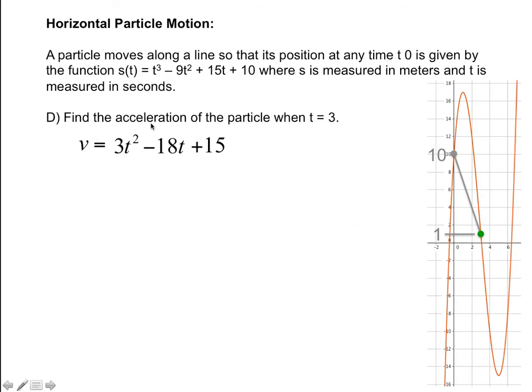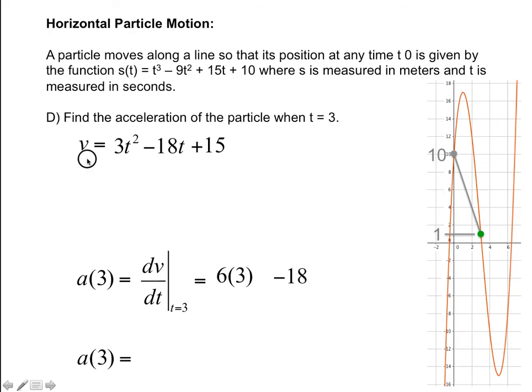Part D then is acceleration. So this is the higher order derivative. So we're going to have to take the derivative of this. This is really out of order. Pardon that. Hold on here. Let me just get, there we go. So differentiating this, we're going to have 3 times 2 is 6t, and then minus 18.